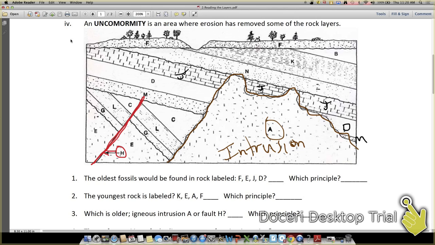Yes. Okay. So now, let's look at number 1 of our homework. The oldest fossil would be found in rock labeled F, E, J, or D, and identify which principle helped you figure out that answer. Right now, I want you to talk to your face partner or your shoulder partner if you don't have a face partner. Brian, move over next to Akaya and talk it over. Patrick, come move back here next to these gentlemen.